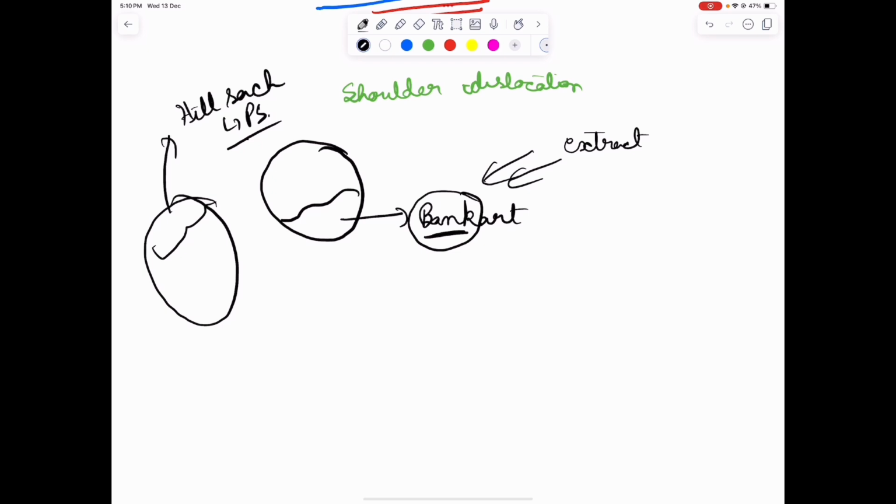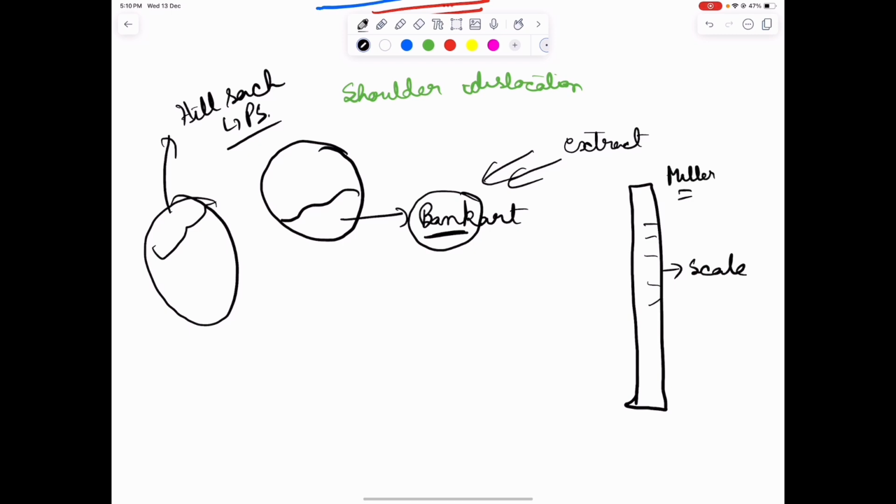Now a number of tests are done, that is Hamilton test, Dugas test, Callaway's test. You can remember Hamilton-Miller, that is millimeter. Miller is equal to millimeter, and 1 millimeter is used in the form of scale. Now Dugas test, you can remember it as Dukhega. And Callaway test is circumference. There is increase in girth. When the shoulder is dislocated, there will be an increase in its girth.